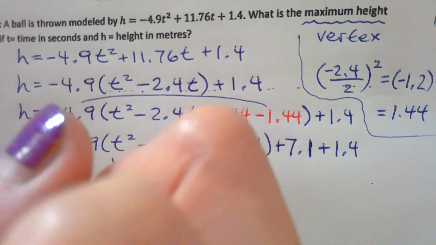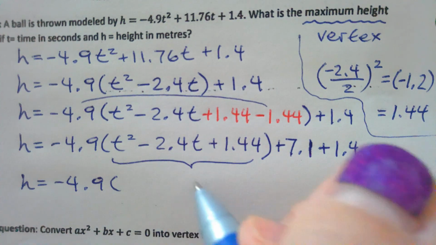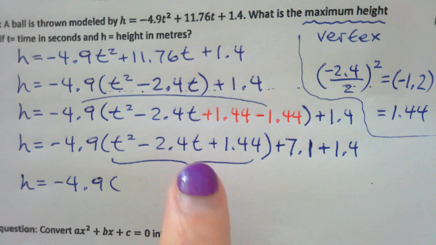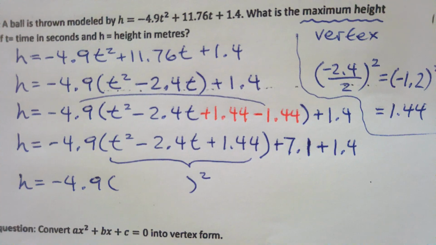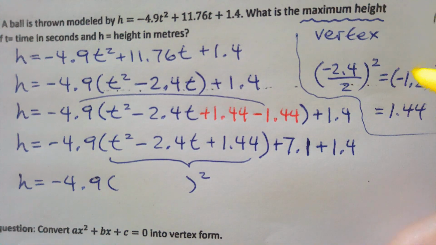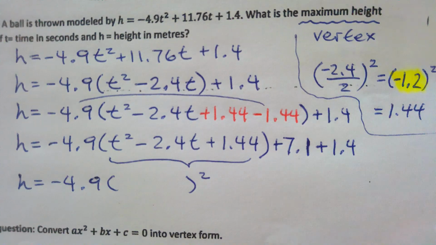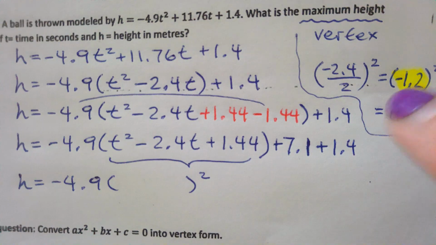So here's the tricky question. Okay, what does this factor to? All right, Jonathan. T plus 1.44. And then you do plus 7.1 plus 1.4. All right, so remember it's using this number right here. That's why we keep it on the side, the b divided by 2.